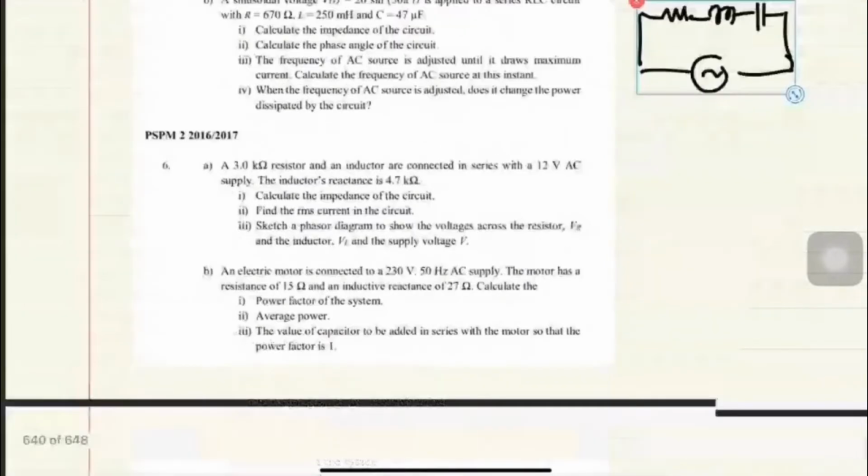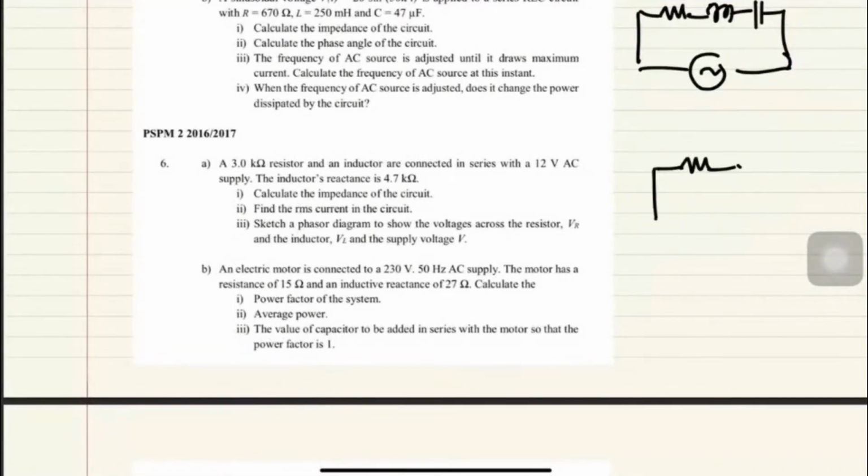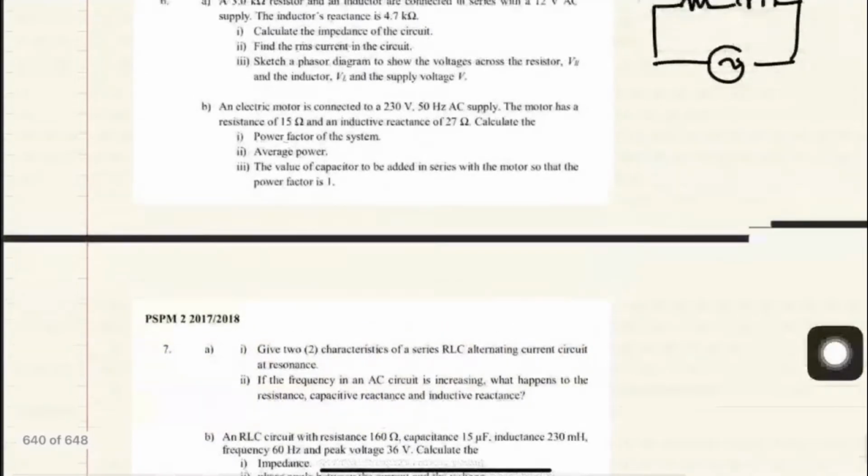Dan 6A tu, resistor and inductor are connected in series. So RL circuit. And then the next one yang B tu dia kata the motor has resistor R, inductance, reactance, sama juga RL circuit. Okay.